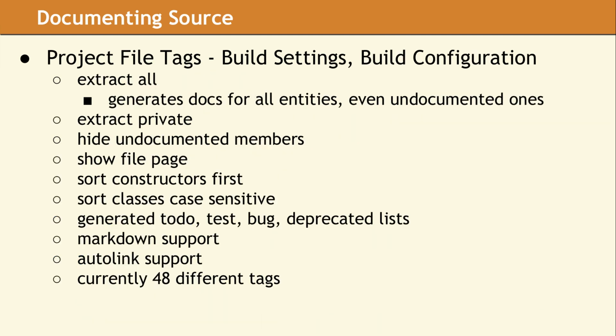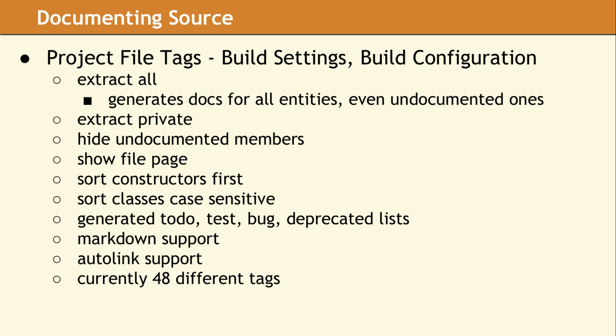Of the 277 supported tags, 48 are displayed on the build configuration screen. The default values for most of these will be sufficient. If you want to see every entity in your code, turn on Extract All to parse and output everything, regardless of whether a particular member, method, or function has any documentation.